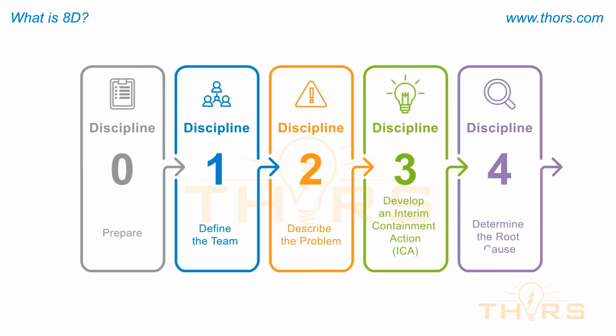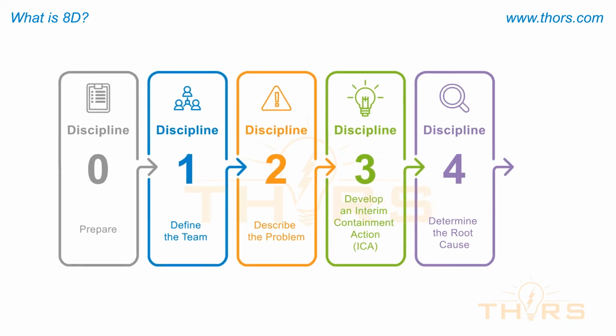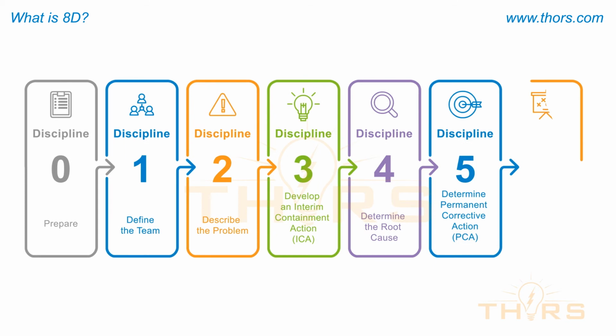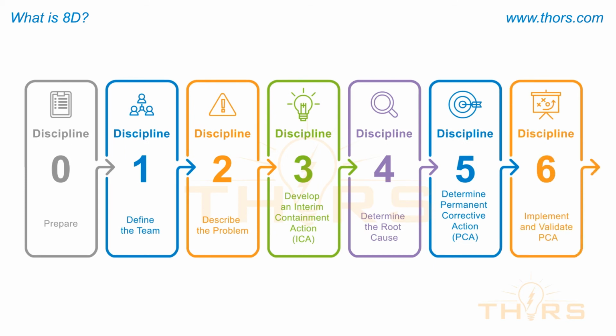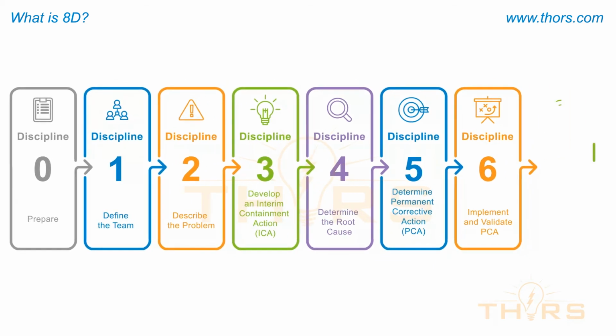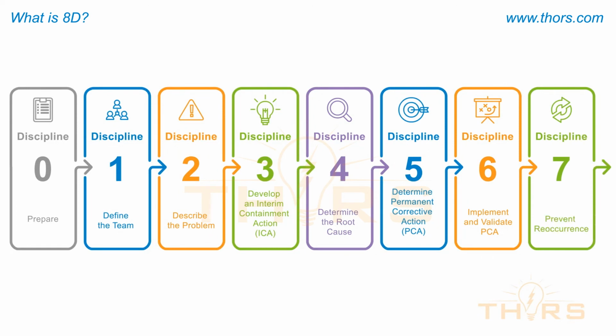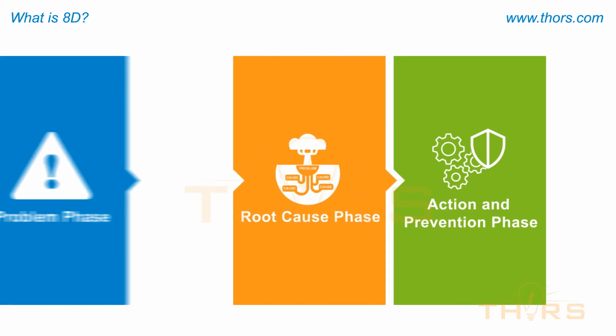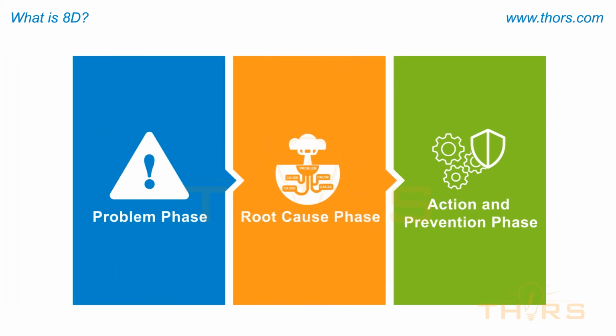Discipline 4. Determine the root cause. Discipline 5. Determine the permanent corrective action, or PCA. Discipline 6. Implement and validate PCA. Discipline 7. Prevent reoccurrence. And Discipline 8. Congratulate the team. The 8 disciplines can be further categorized into 3 logical stages of the process.